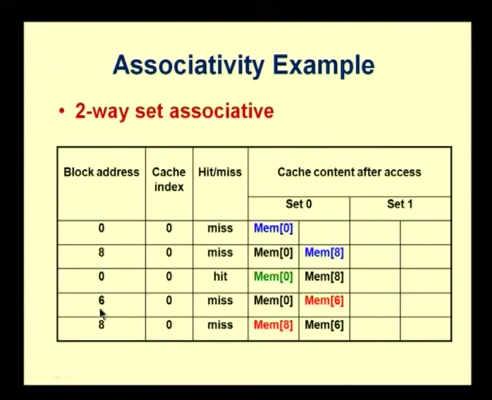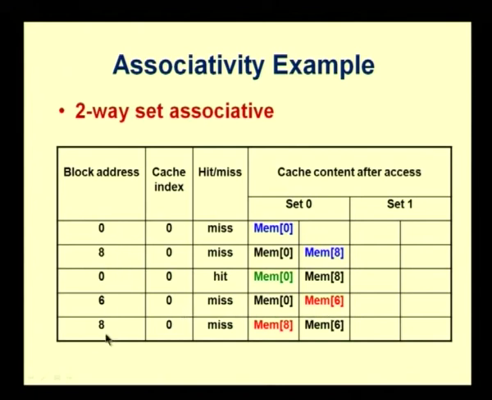Next is 6. Now, remember block address 6, when you do a mod 2, again will map into cache index 0. So, this is again a miss, not there in the cache, and now this has to replace something, okay. So, let us say it replaces block number 8. It could have replaced either of these two, but let us say we replaced block number 8. So now you have overwritten 8 with 6.